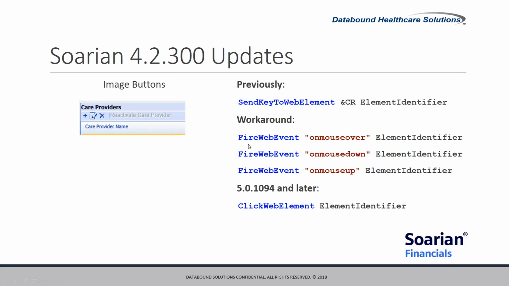In 1094, we've resolved that, so now you don't have to do any of the bubble gum and duct tape kind of workaround. You can just do a click web element, and that'll solve all the problems. So we've coded that so that it will work with this control. So moral of the story is just upgrade to 1094. You will probably have to change the command, but you're going to have to change it either way, from send web element to click.